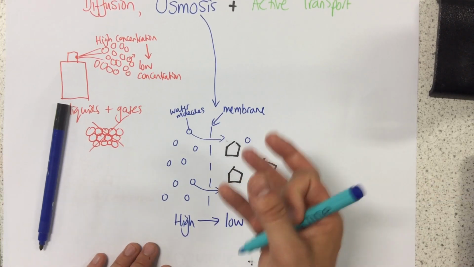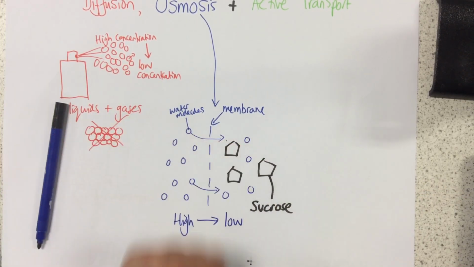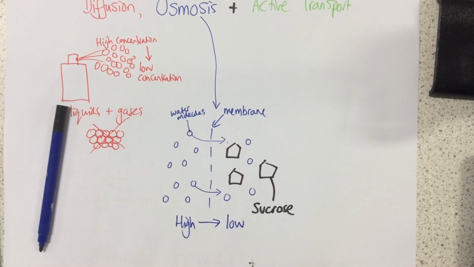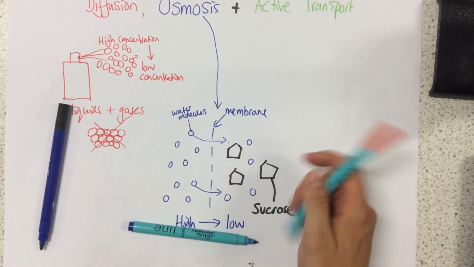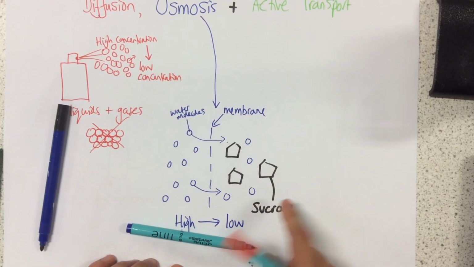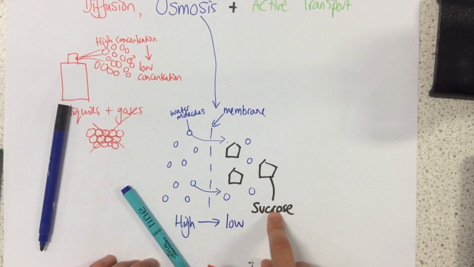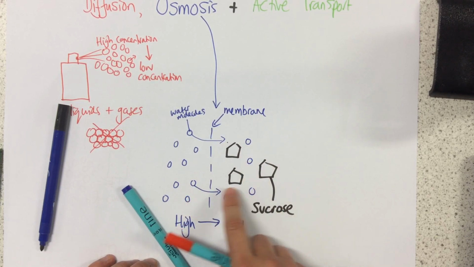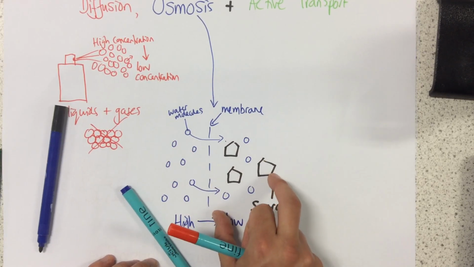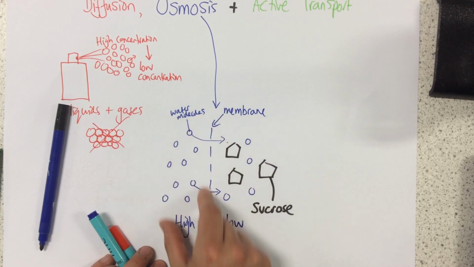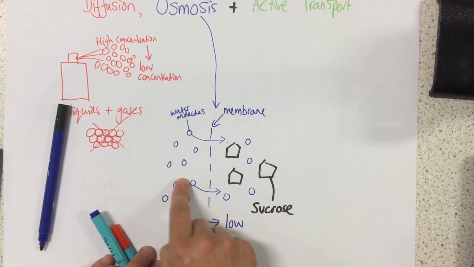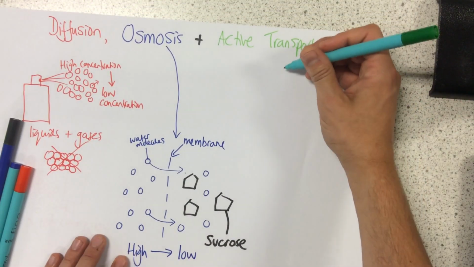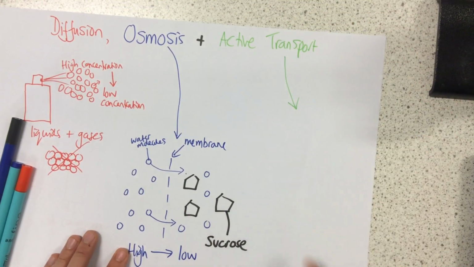So, this is a partially permeable membrane. Partially means only some things. Permeable means to go through. So it means only some things can go through, in this case water. Remember, the higher the concentration of sucrose, this could also be glucose, it could be any sugar, the higher the concentration of this sugar, the lower the concentration of the water on this side. So it's the movement of these water molecules from a high concentration to a low concentration through this partially permeable membrane.